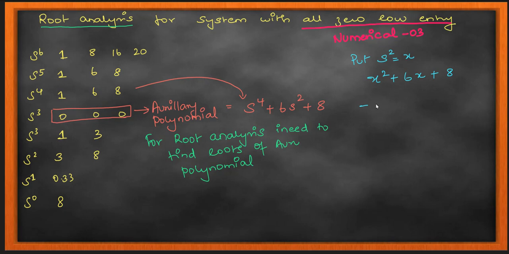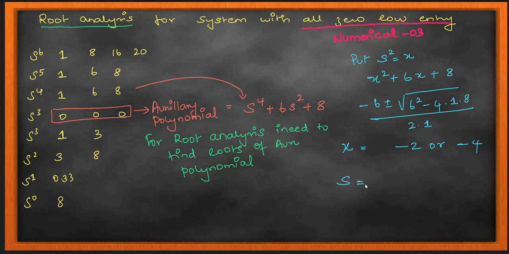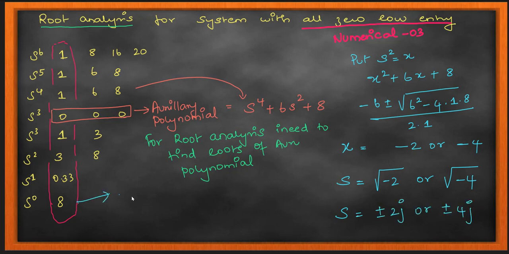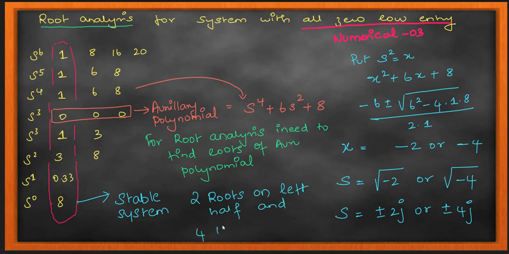So we want to do that root analysis using our traditional quadratic factorization, and I do that by putting s square equal to x. So I get a second order equation, x square plus 6x plus 8. Then my x is equal to -2 or -4, which means my s is going to be plus or minus j2 and plus or minus j4. So I have my 4 roots imaginary. So these are the 4 roots I have. Whenever you have an auxiliary equation in 4th order, that is s power 4 plus 6s square plus 8, your 4 roots are going to be imaginary. You can just tell it as it is.